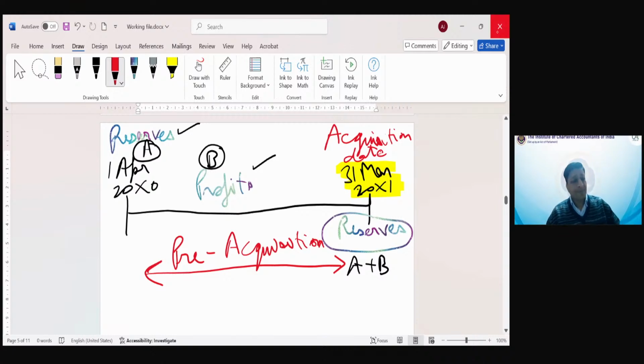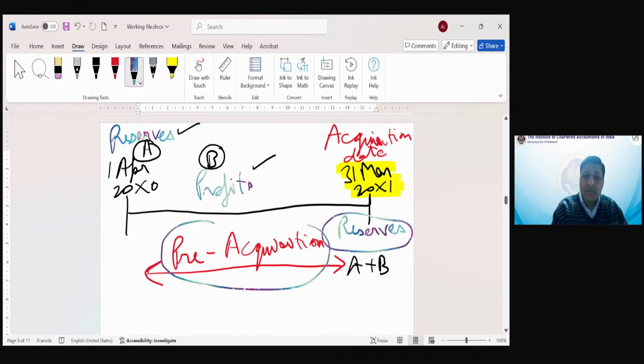Now, whenever any dividend is paid out of pre-acquisition profits or reserves, what do you need to do? How is that required to be accounted for by the holding company? Every time we are talking about the holding company. So how will the holding company record this? Any thoughts?